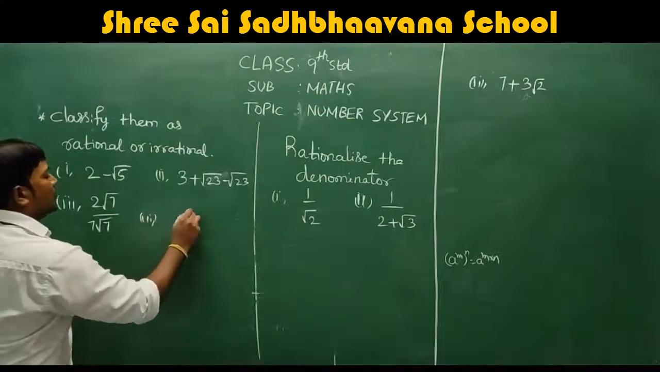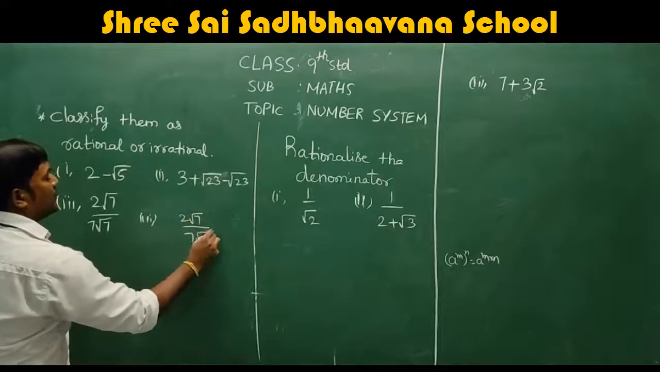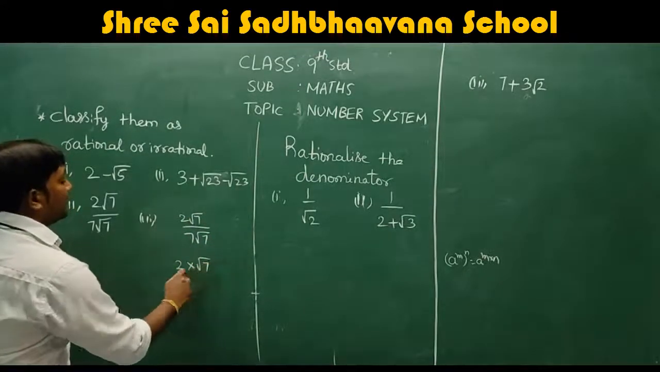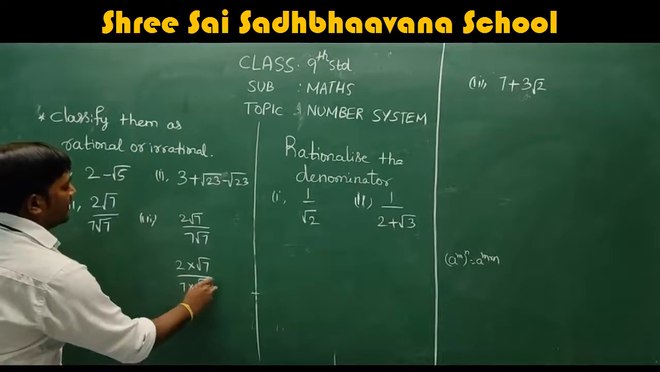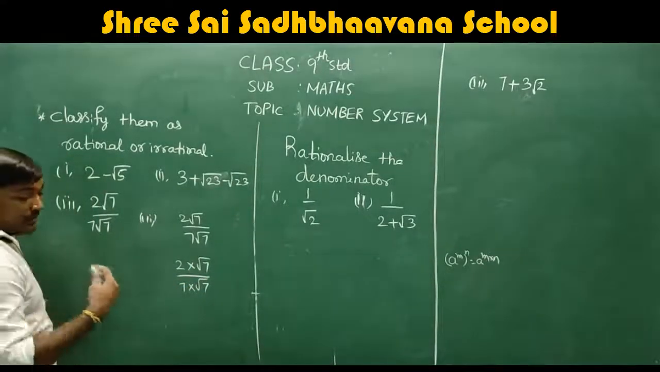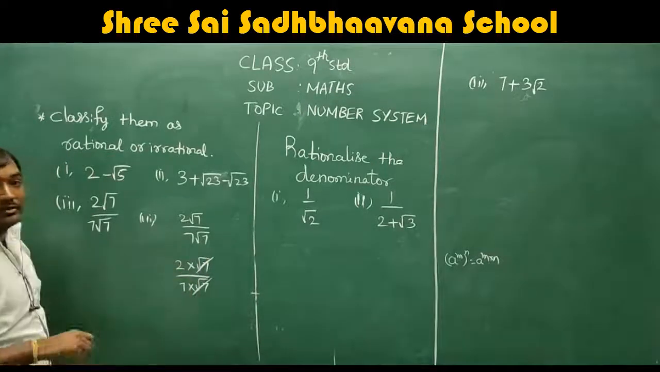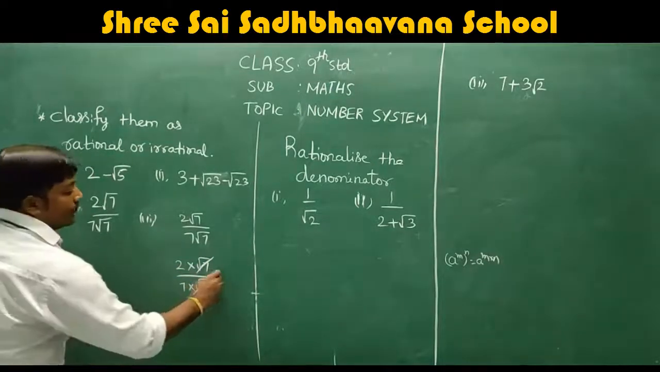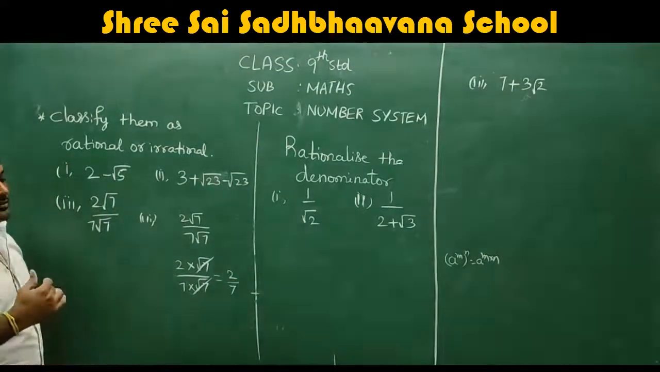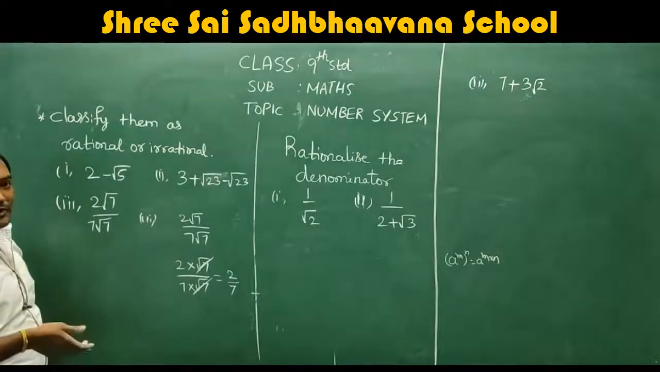Third one, you see, 2 root 7 divided by 7 root 7. As we discussed in the previous video, 2 root 7 can be written as 2 into root 7, and 7 root 7 can be written as 7 into root 7. This is also the simplest one. Root 7 will get cancelled. You will be left with 2 by 7.